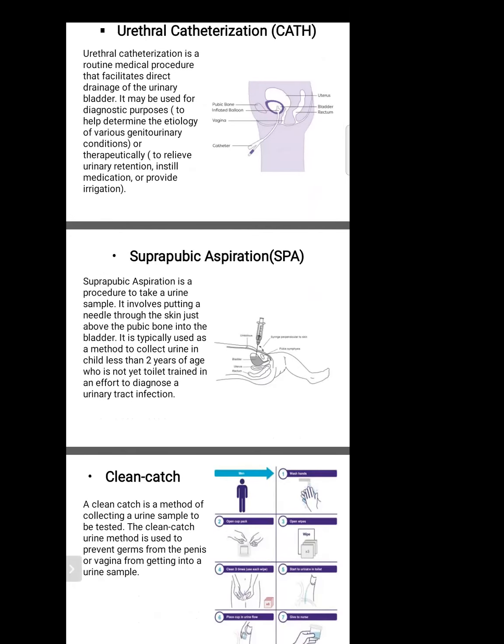And three, suprapubic aspiration, SPA. Suprapubic aspiration is a procedure to take a urine sample. It involves putting a needle through the skin just above the pubic bone into the bladder. It is typically used as a method to collect urine in a child less than 2 years of age who is not toilet trained, in an effort to diagnose urinary tract infections.